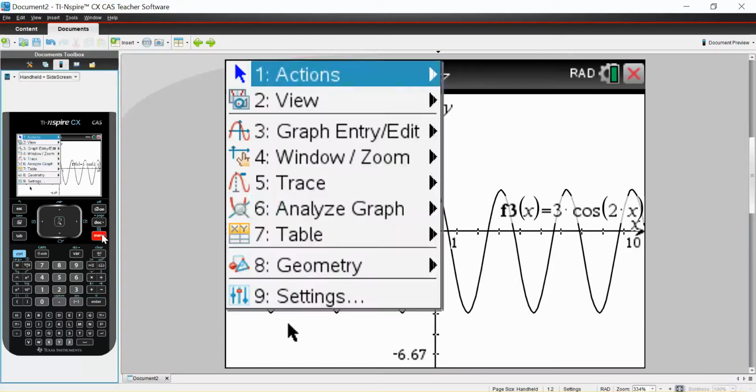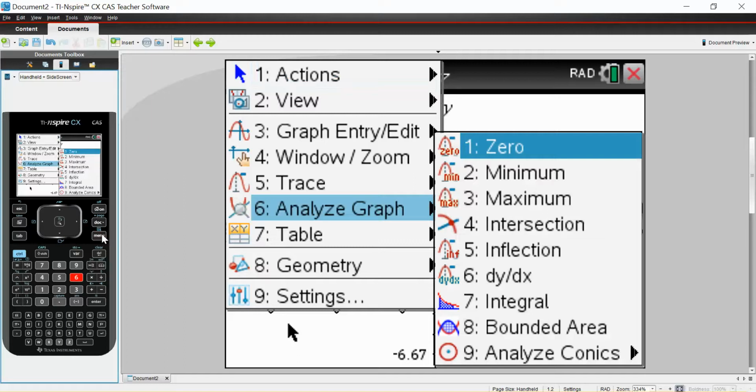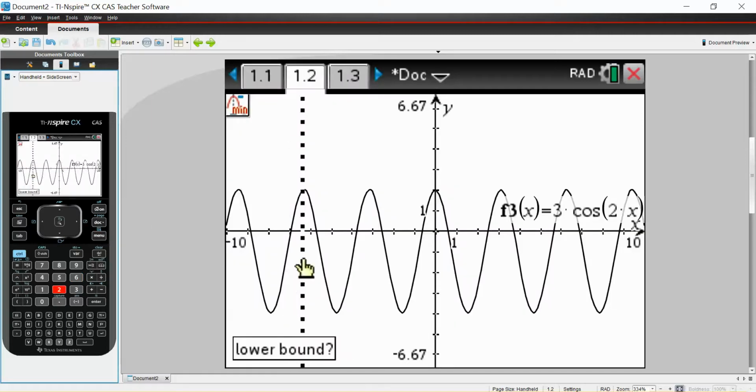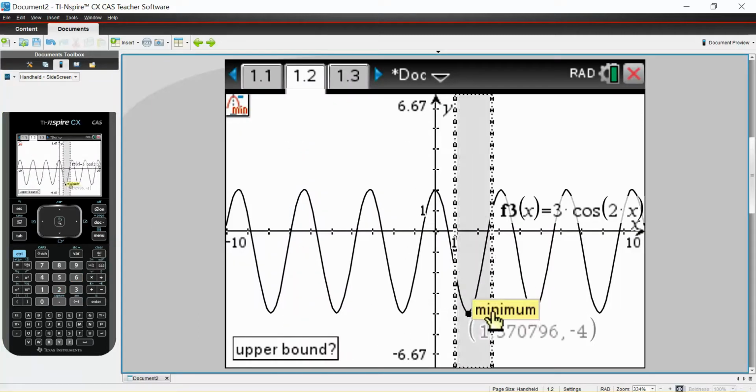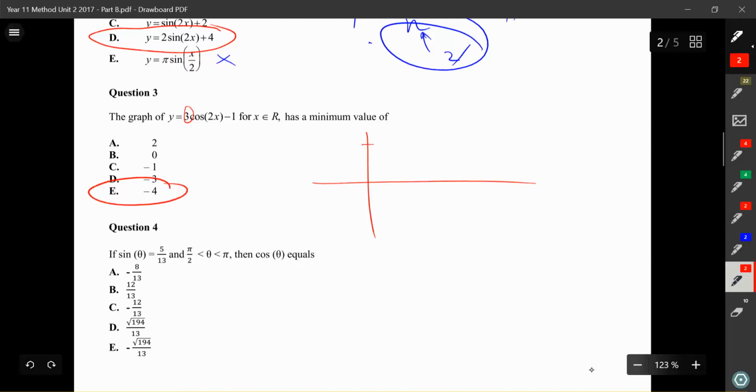You can use menu 6, analyze 2, which is minimum, and you can just check out what the y value is, and clearly it's -4, and so the answer is E. Okay. But if you didn't want to do that, you could have just tried to figure out the graph amplitude of 3. So normally it would have been 3, -3. Cos graph looks like this, but it goes down by 1.